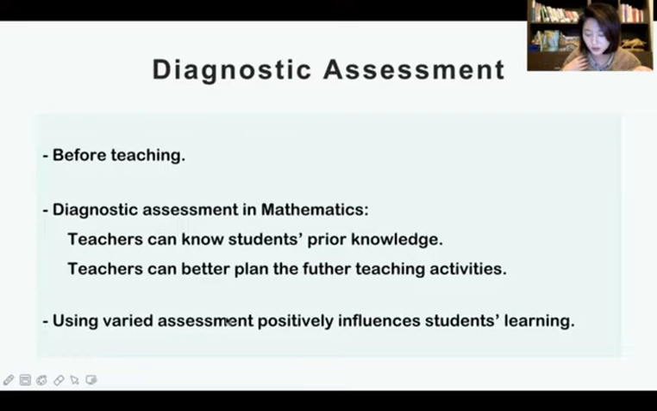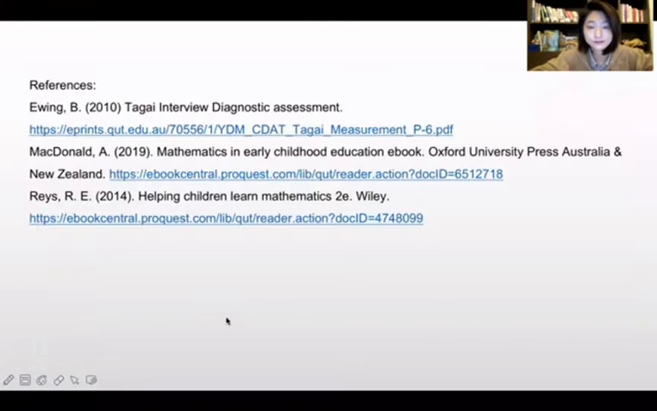In the mathematics curriculum, it's obviously important because the mathematics content and skills are gradually becoming more difficult. So if we don't want any students to fall behind, we really need to monitor students' learning outcomes regularly.